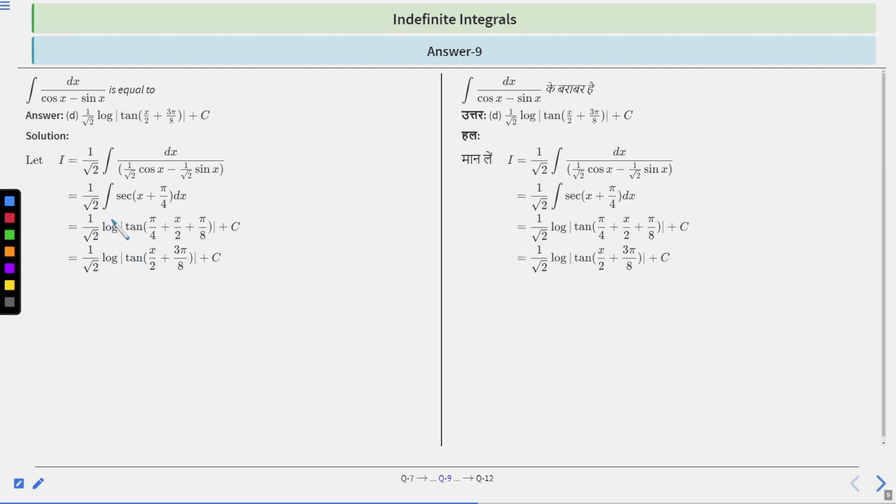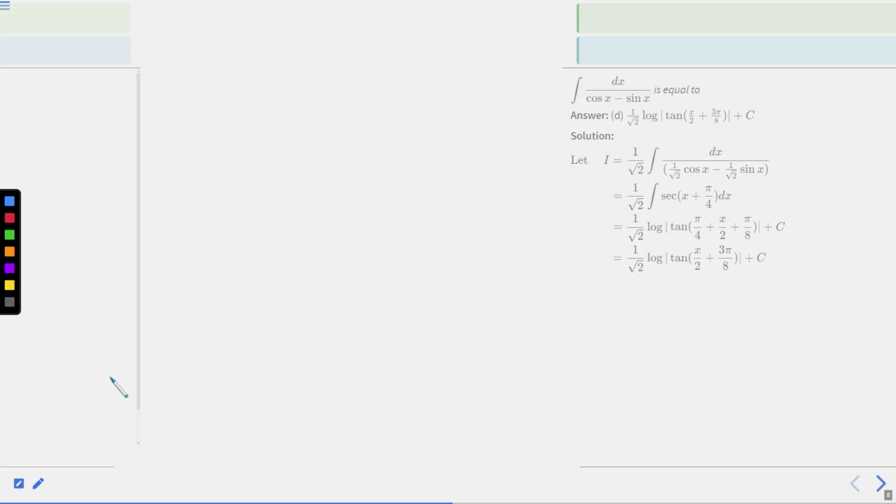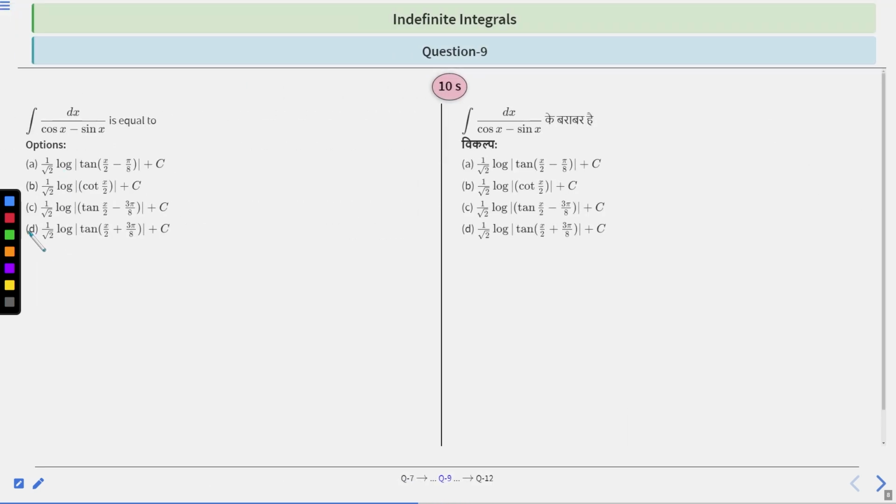Like this, clear? So it will be equal to 1 by root 2 log mod tan of pi by 4 plus x by 2 plus pi by 8 plus c, right? So after adjusting this, you will get I as 1 by root 2 log mod tan of x by 2 plus 3 pi by 8 plus c, clear? So I think option D is the right choice. Option D is the right choice. Got it?